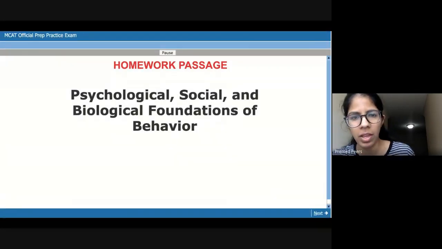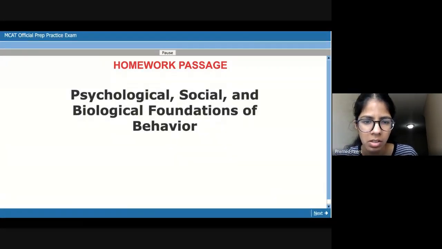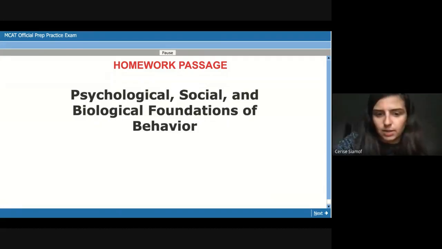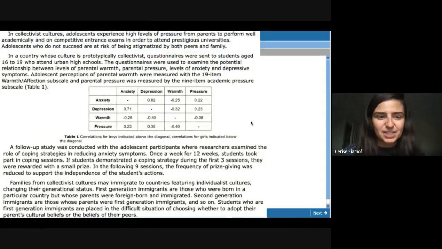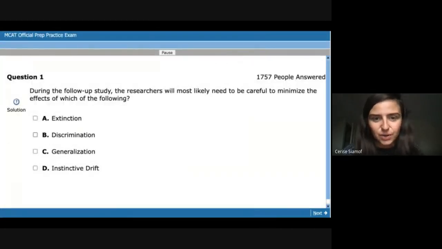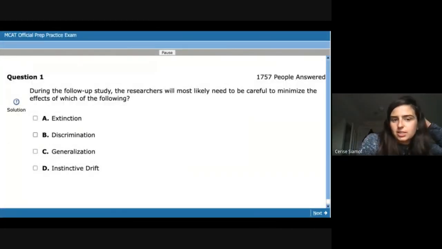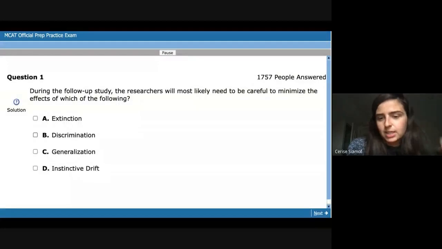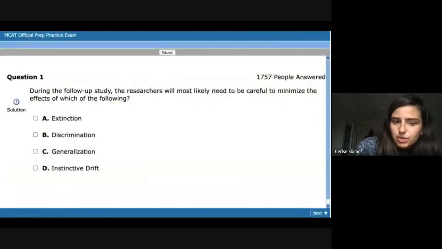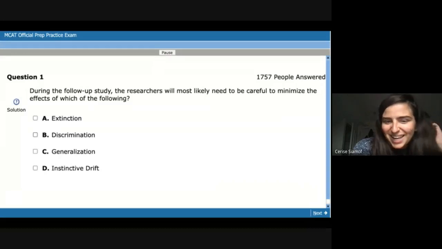Okay, now we have the psych-social passage. Okay, so do you want to click through? Okay, so the first question is, during the follow-up study, the researchers will most likely need to be careful to minimize the effects of which of the following. And again, if you just want to drop answers in the chat. Okay, do you want to click, Pranava?